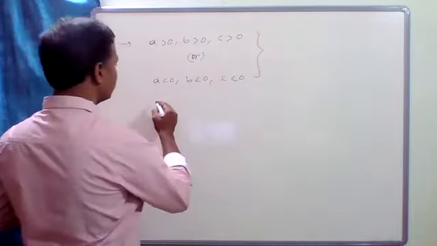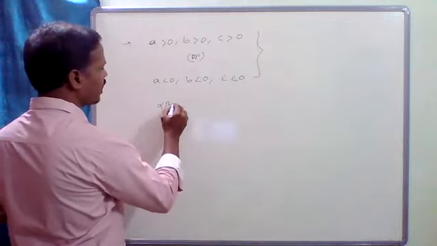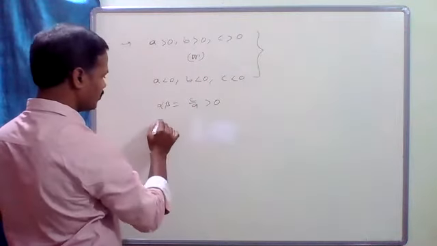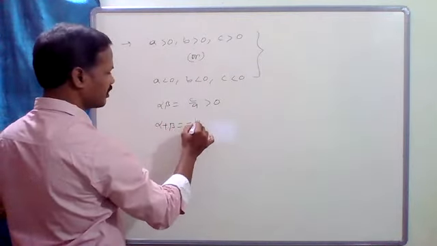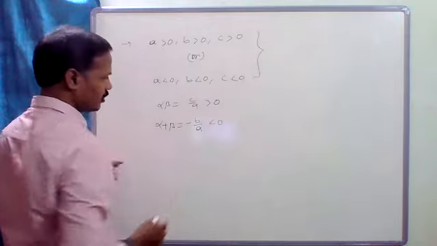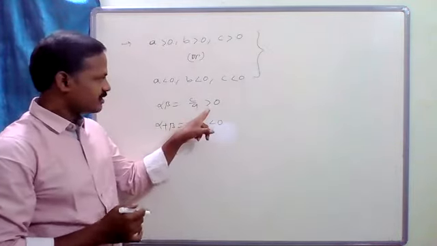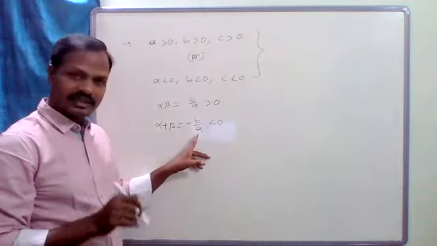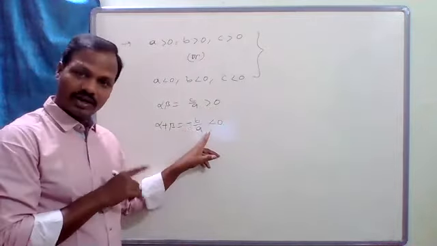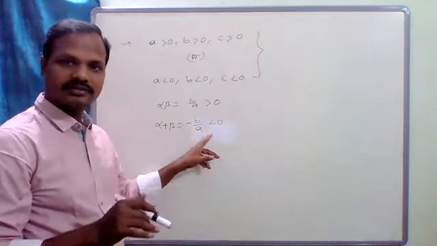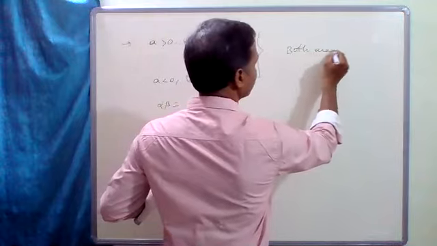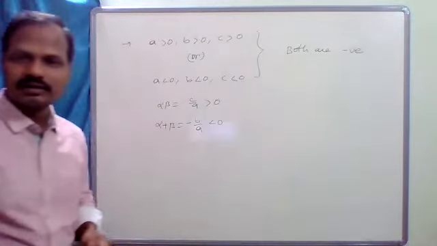Okay. So the product of the roots alpha into beta is C by A; both have the same sign, so greater than 0. And the sum of the roots alpha plus beta equal to minus B by A. Minus B is negative, A is positive, which is less than 0. So in this case at least one of them is negative. Both have the same sign, so we have to take both negative. Both roots are negative roots.